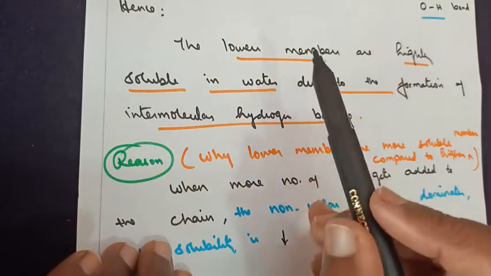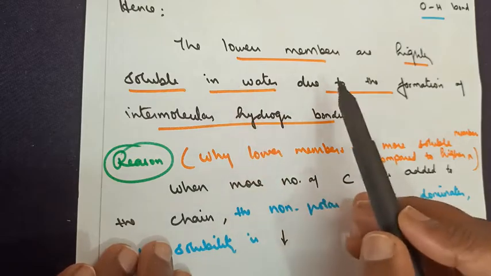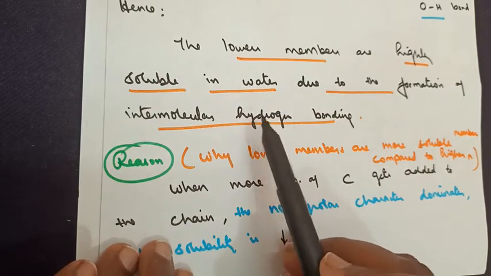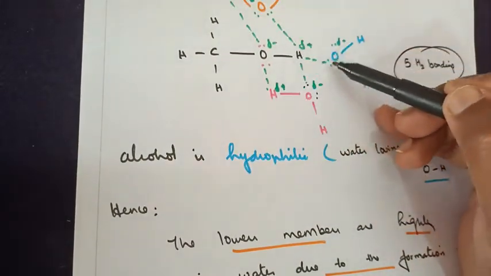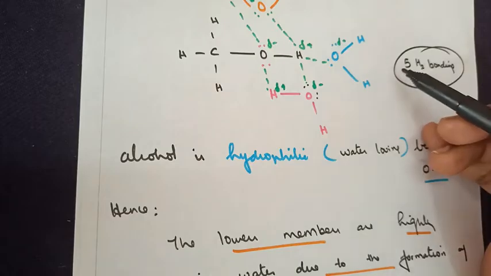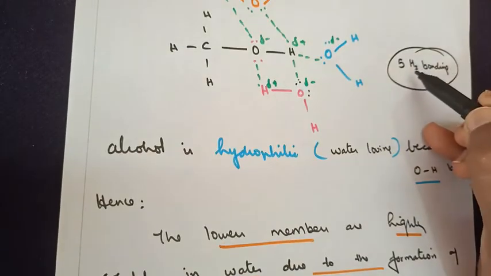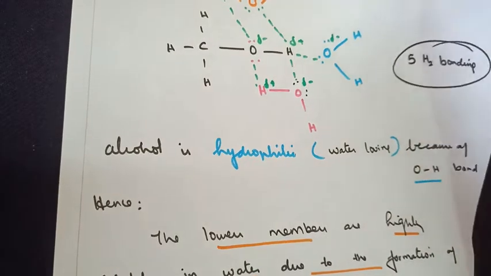Now, what's the point given? Lower members are highly soluble in water due to the formation of intermolecular hydrogen bonding. This concept you have learnt in the previous class, how to identify the number of intermolecular hydrogen bonds. So what's the point they are saying here? Greater the number of intermolecular hydrogen bonds, more will be the solubility.